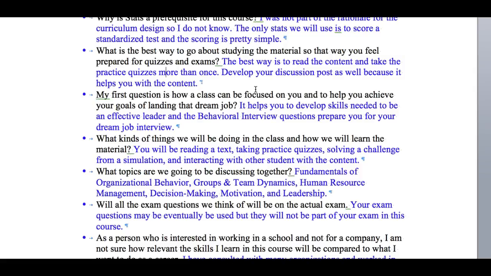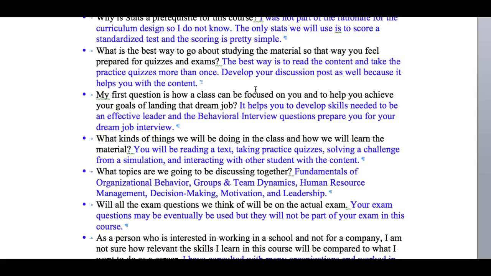What kind of things will we be doing in the class, and how will we learn the material? Well, you'll be reading the text, which comes up Tuesday. You'll be taking practice quizzes. You'll be solving a challenge from a simulation using content from the text. So that's applied. And then you're going to interact with other students with the content in your discussions.